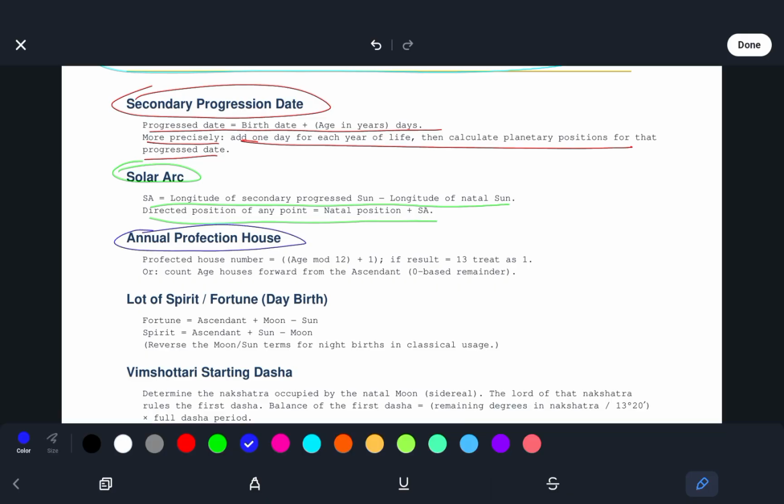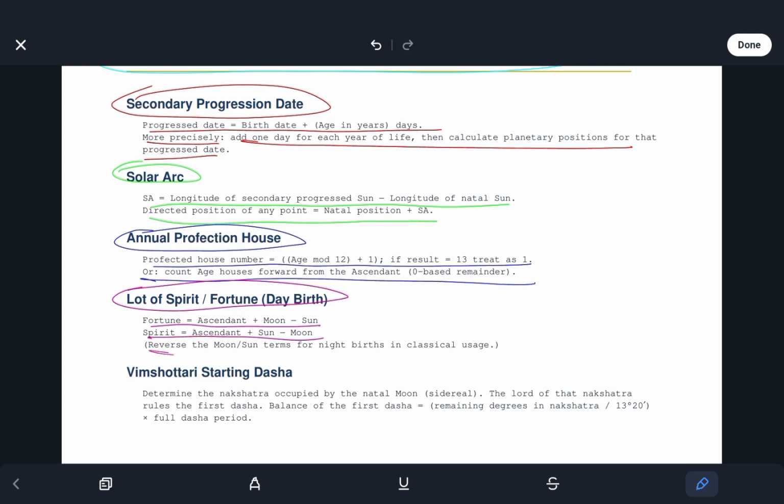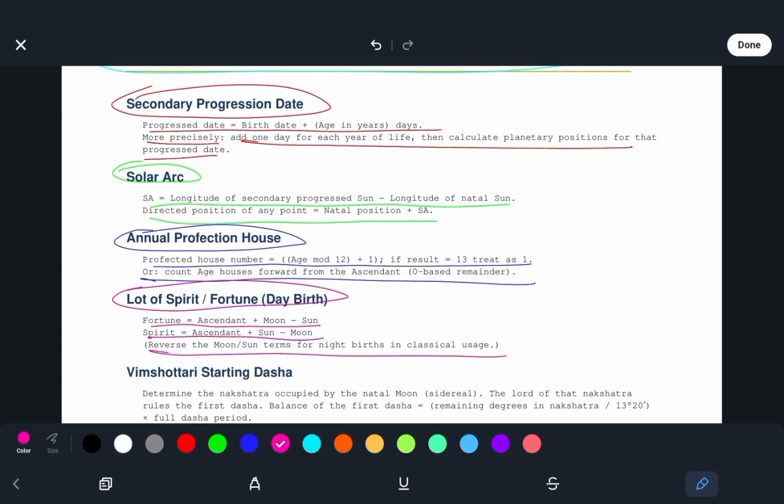Annual profection house: the profected house number equals age mod 12, plus 1. If the result equals 13, treat it as 1, or count age houses forward from the Ascendant, using the 0-based remainder. Lot of Spirit and Fortune: for day births, Fortune equals Ascendant plus Moon minus Sun. Spirit equals Ascendant plus Sun minus Moon, and we reverse the Moon and Sun terms for night births in classical usage.